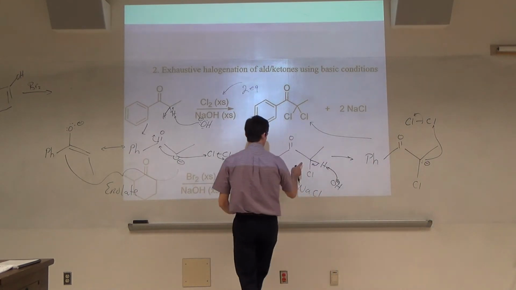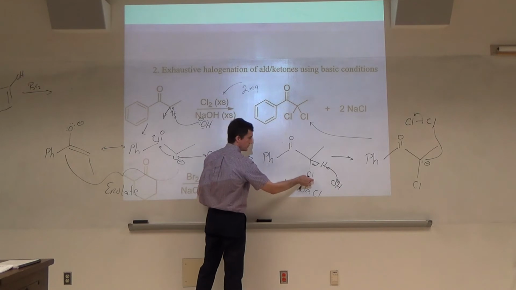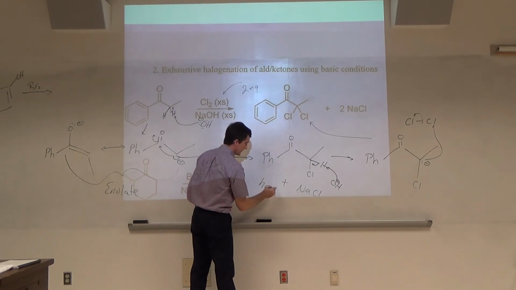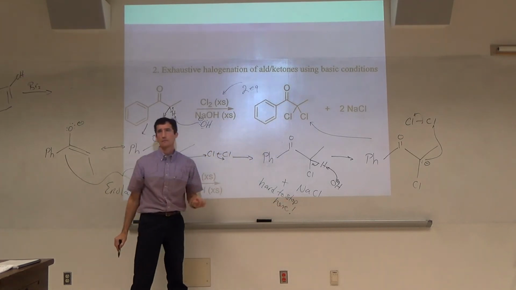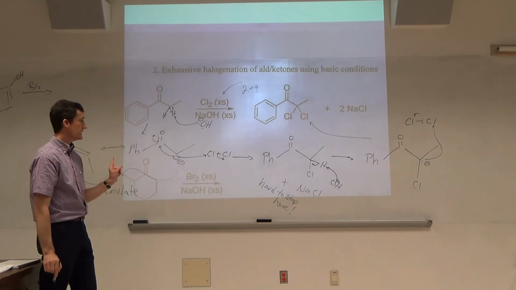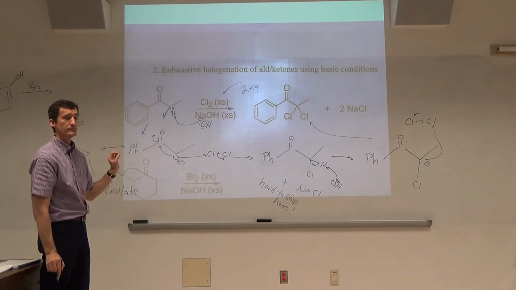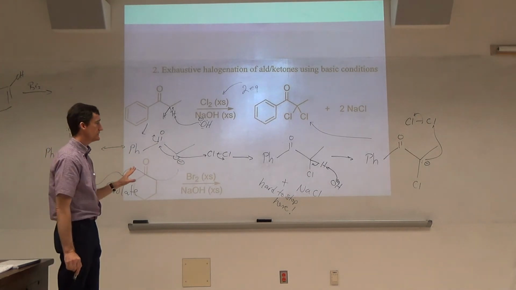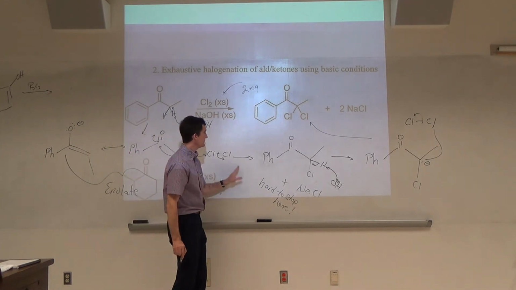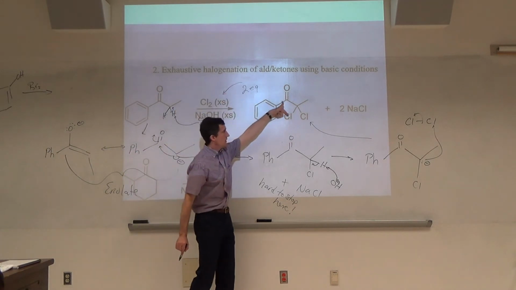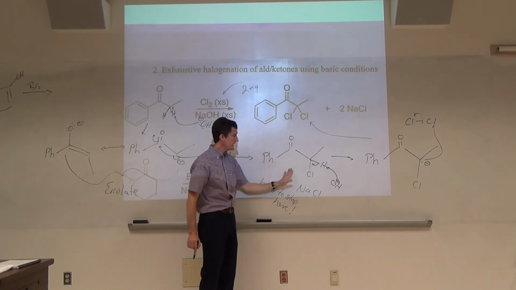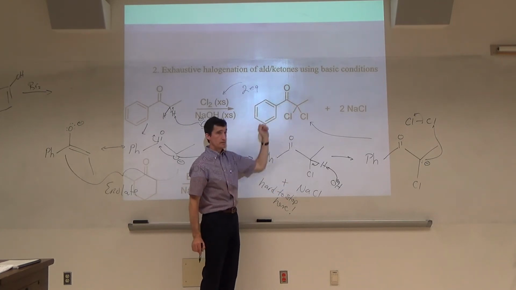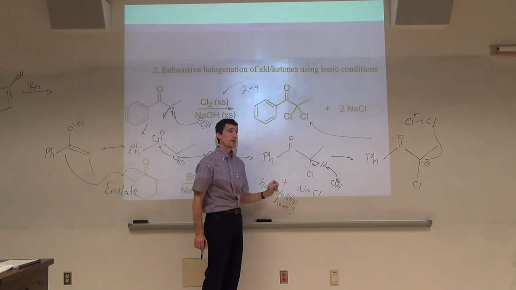Now it's actually hard to stop here. You may ask, can we just put one chlorine on? Hard to stop here. Under acidic conditions, you can stop there. Under basic conditions, you pretty much have to do exhaustive. Put all the halogens on that you can. You try to stop here, you'll get a mixture of this and that, and it won't be a good reaction.